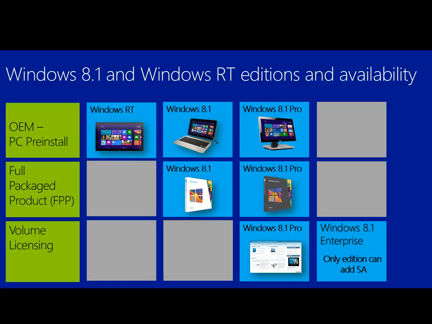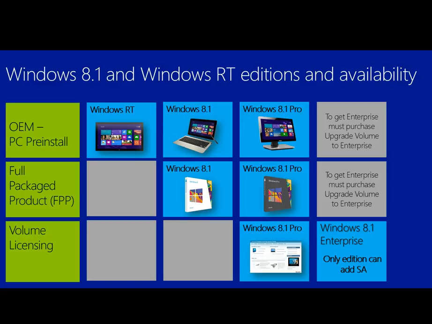So that's the first step. The first step is I need to buy OEM 8.1 Pro Edition or FPP 8.1 Pro Edition. Then I need to purchase the volume upgrade to Enterprise Edition. So that's the second step. Okay.